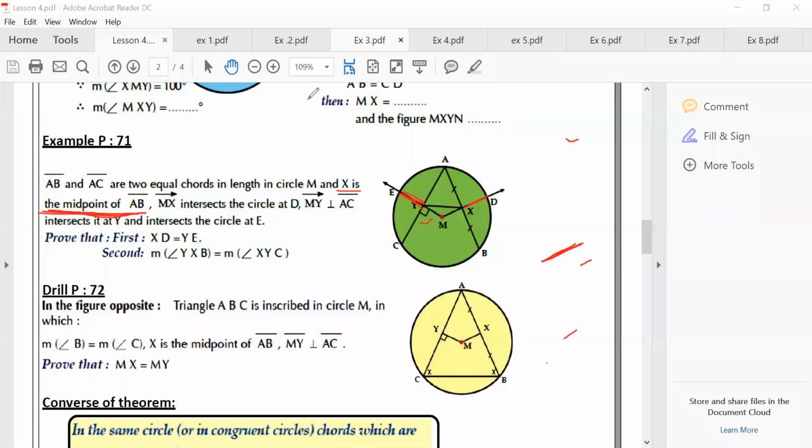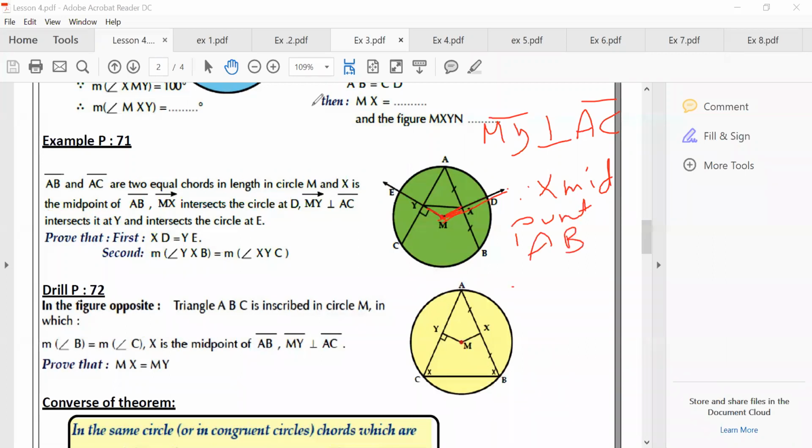Wait, let me think. Okay, since X is the midpoint and Y is the midpoint, they are on the same line, so the distance between X and Y would be the same, or what exactly? Okay, for AC and MY there is no problem because MY is already perpendicular on AC. This is very important to make them perpendicular. But for the other one, MX, it is not perpendicular. I have to prove it is perpendicular. Since X is the midpoint of AB, then MX is perpendicular on AB.